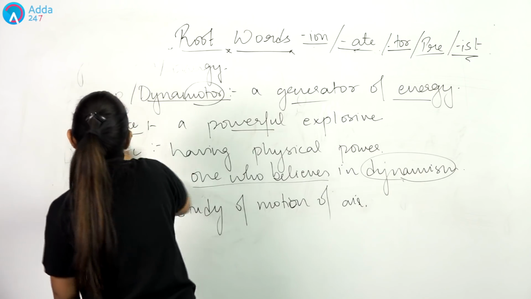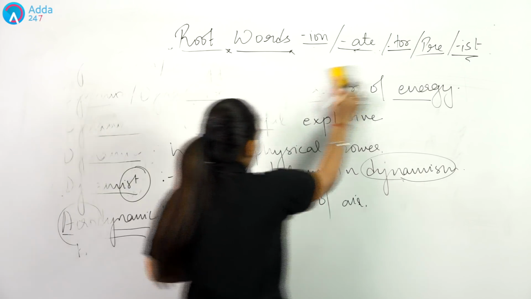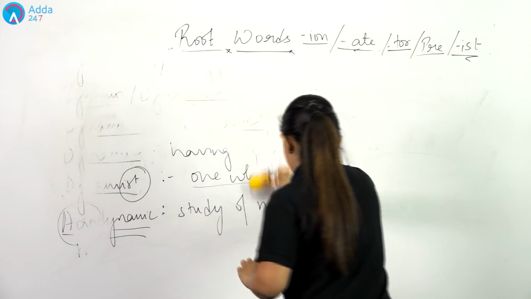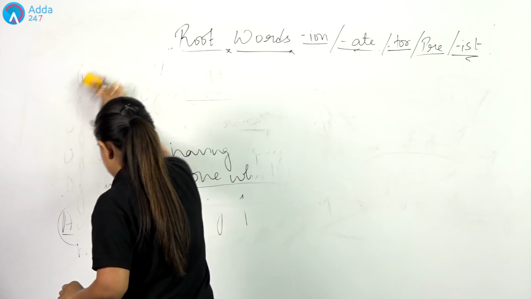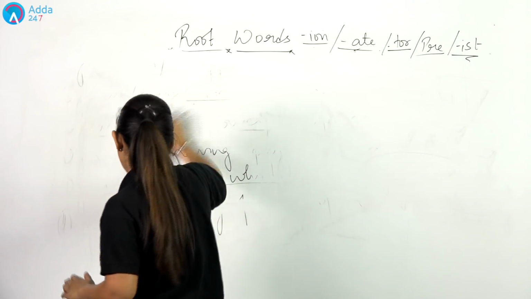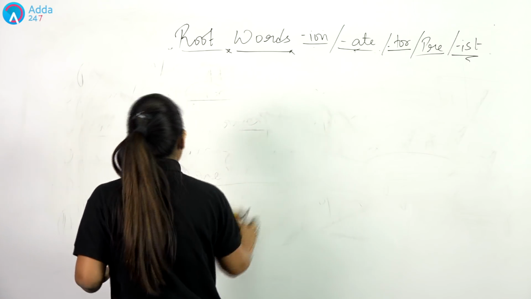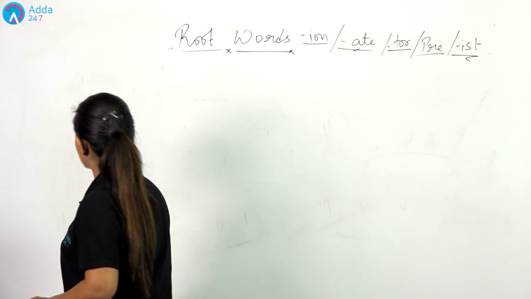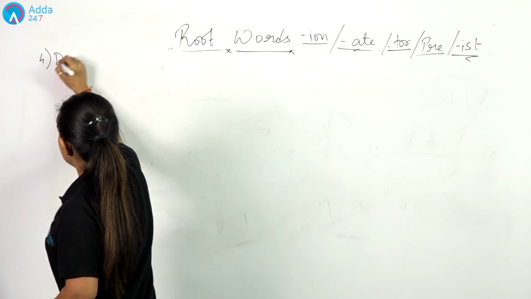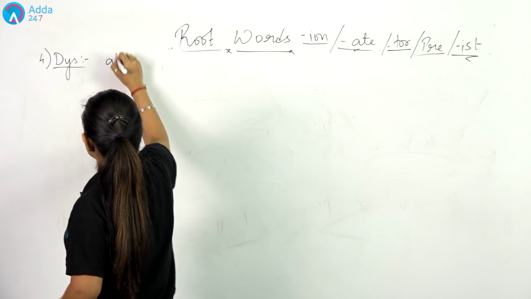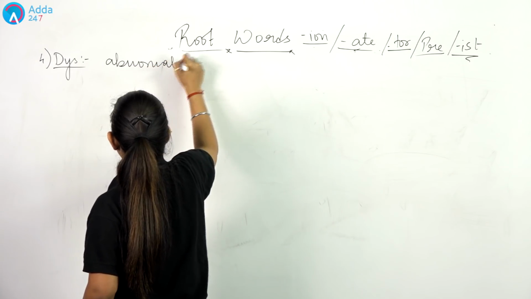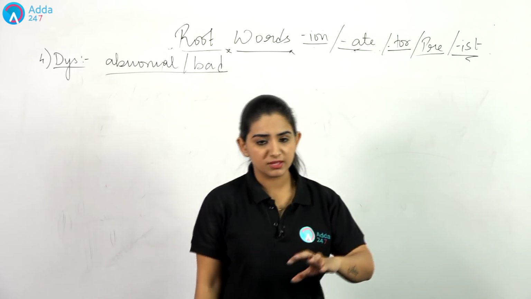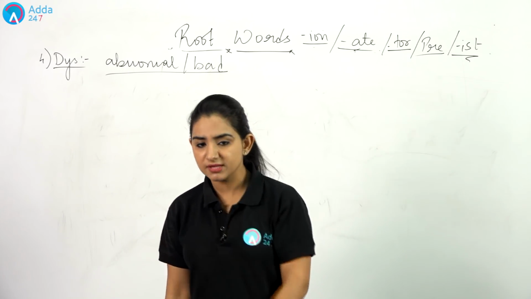Now the next word that we have is dys. Now, it will not be DIS, rather it would be DYS, right? So, DYS, this word will kind of mean DIS only, but it will have different meaning with it. Let's discuss that as well. So, the word is DYS. This means an abnormal or a bad thing. So whenever you have DYS associated to something, this will always explain something abnormal or bad.